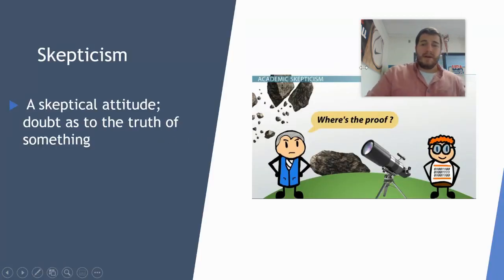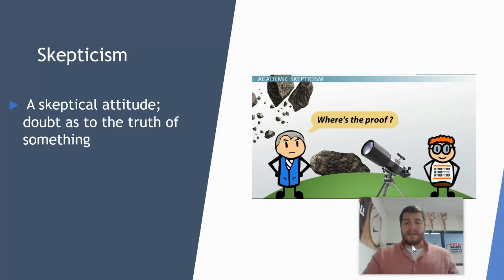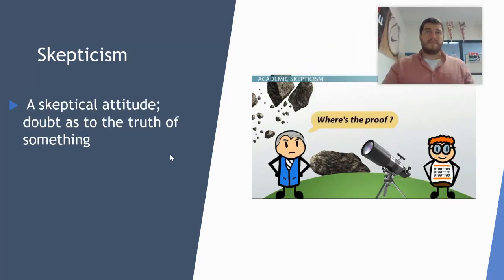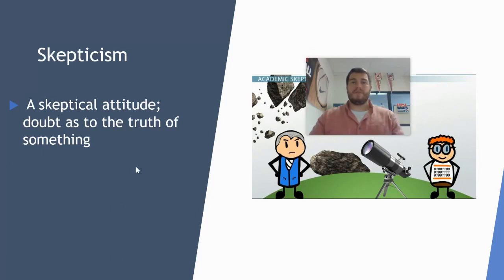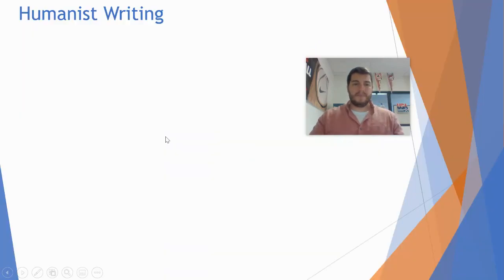So, skepticism. As people began to question things they thought they knew, they became skeptics. Having a skeptical attitude means doubting that something is truthful. People began to question the way society ran, which is why this is going to be a rebirth so far of the way society works.